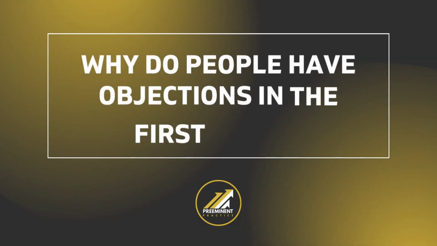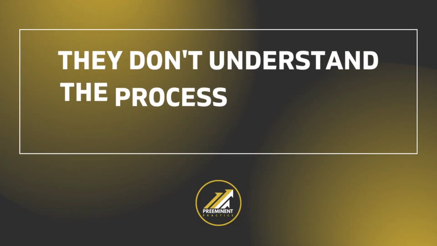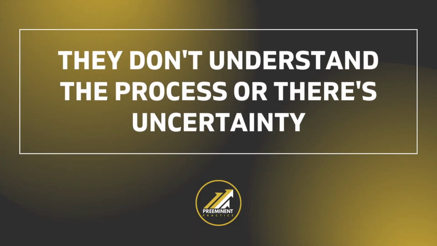Now, the first thing that we want to understand is, why do people have objections in the first place? There really are only two actual objections you're going to get. The rest are just variations of them. The first reason why people object is they don't understand the process, or there's uncertainty in terms of either the outcomes that they're looking for or how your service is going to get them to where they're looking to go. So uncertainty is the first objection.